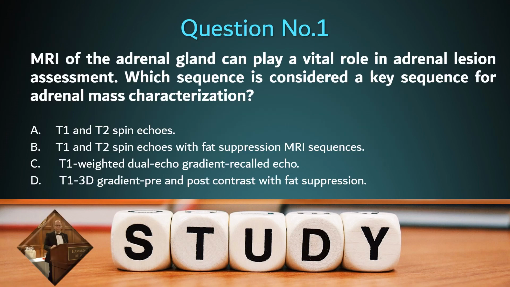Question number 1. MRI of the adrenal gland can play a vital role in adrenal lesion assessment. Which sequence is considered a key sequence for adrenal mass characterization? T1 and T2 spin echoes, T1 and T2 spin echoes with fat suppression MRI sequences, T1 weighted dual echo gradient recalled echo, or T1 3D gradient pre and post contrast with fat suppression.